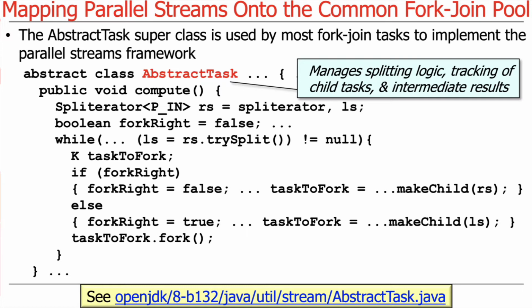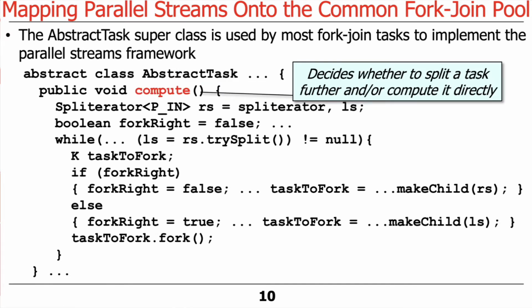So the abstract task is responsible for managing the splitting logic, tracking of child tasks, and any intermediate results needed in order to process elements of a stream. And the key method in the abstract task, like any task in the fork-join pool framework, is the compute method. And the compute is basically what decides whether to split a task up into subtasks, into smaller chunks, and/or to compute the contents directly. And as you recall, it decides to do it directly when it's below or at a certain size, and it decides to split when it's bigger than that size. So that's what compute does.